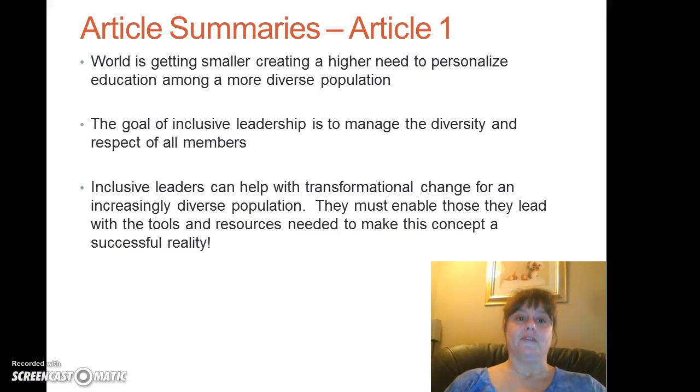The summary for this article is that the world is getting smaller and it's creating a higher need to personalize education among a more diverse population, and that the goal of inclusive leadership is to manage this diversity and the respect of all members. Inclusive leaders can help with transformational change for an increasingly diverse population, and they must be able to lead those with the tools and resources needed to make this concept a successful reality.